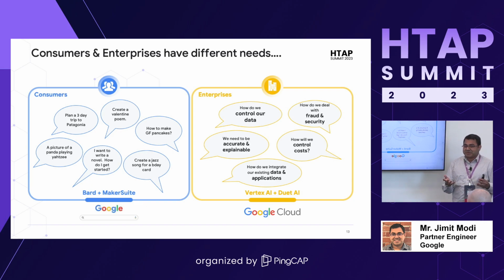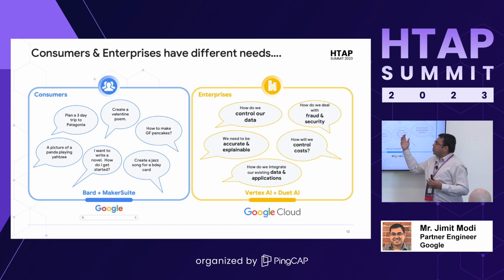When you talk to your end customers, tell them, do not put your company data into Bard. That's not something they should use. You should use Google Cloud Platform. There's Vertex AI, which helps you do that.